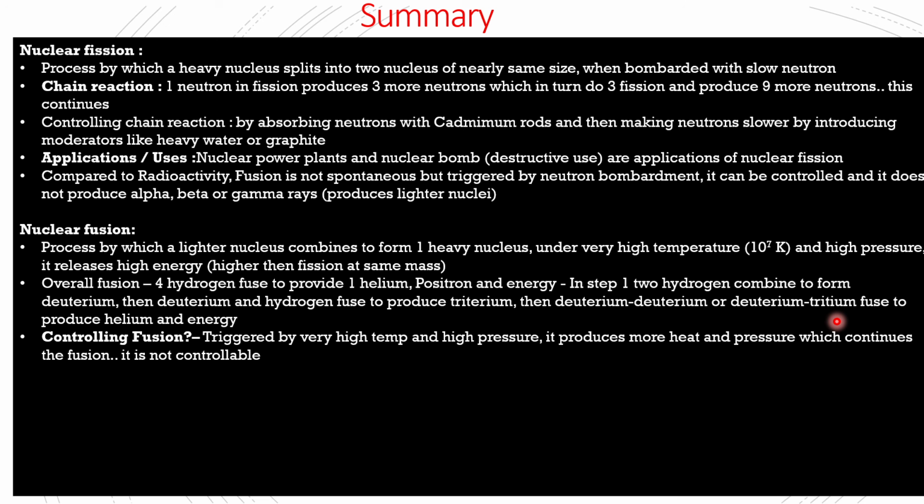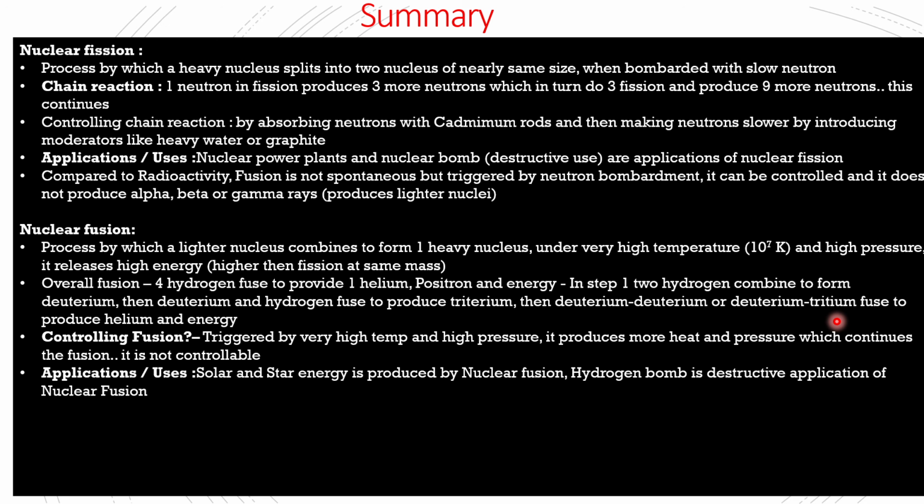Controlling fusion, it has been very difficult so far. We have not got a lot of success in this process. A lot of experiments are going on. The day we are able to control the fusion, that will be great because we'll be able to produce a lot of energy. Fuel is also abundant for fusion and it is not as harmful as fission's raw material is. Applications. Fusion is the process behind the huge energy that is produced by sun and stars, and the destructive use that we have put to nuclear fusion, unfortunately, is the hydrogen bomb.